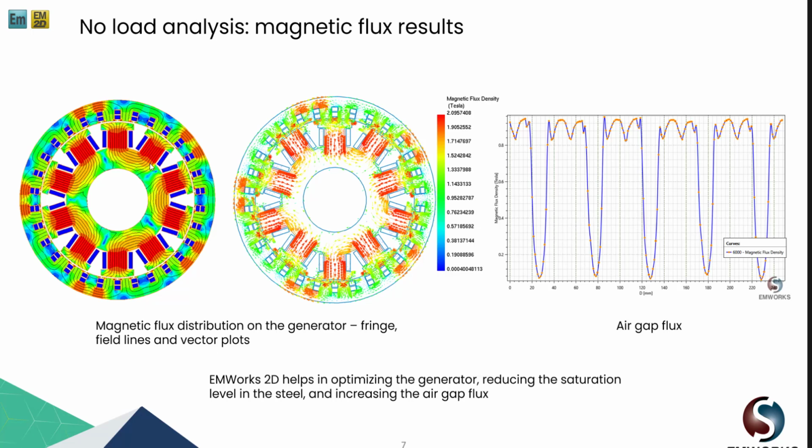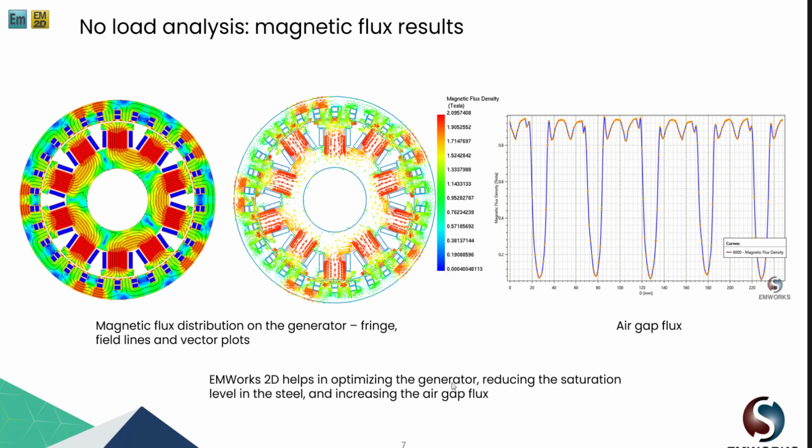Okay, so you can do a contour plot, vector plot, fringe plot, and so forth. You can also plot the air gap flux density. This is a plot in the air gap. And so EMWorks helps in optimizing the generator, reducing the saturation level in this steel, and increasing the air gap flux. And we know the higher the air gap flux, the bigger the back EMF and the output of your generator.